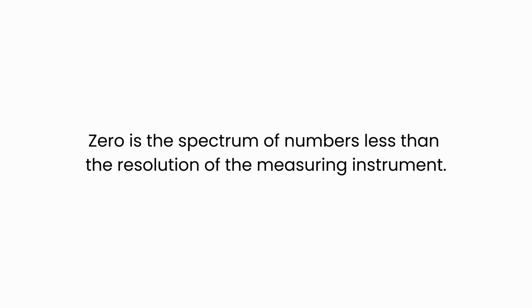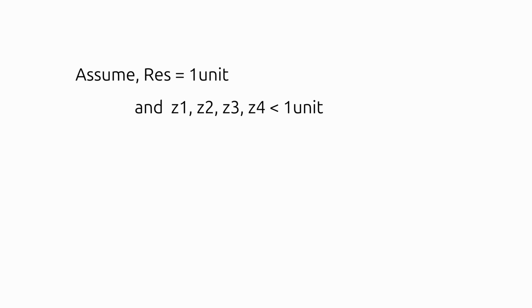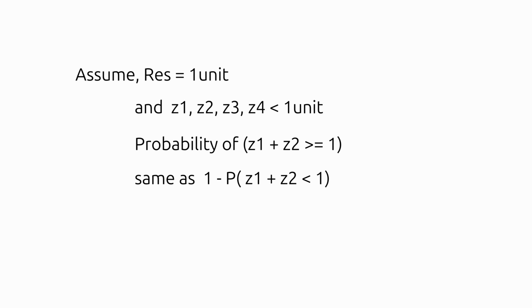I would like to end this video using probability to prove to you that 0 plus 0 need not always be 0. 0 is a spectrum of numbers less than the resolution of the measuring instrument. Now assume the resolution is say 1 unit. If we have two zeros, Z1 and Z2, where Z1, Z2 less than 1 unit, the probability of Z1 plus Z2 equal to a non-zero value will be 1 minus probability of Z1 plus Z2 less than 1. That is 1 minus P of Z1 plus Z2 less than 1.